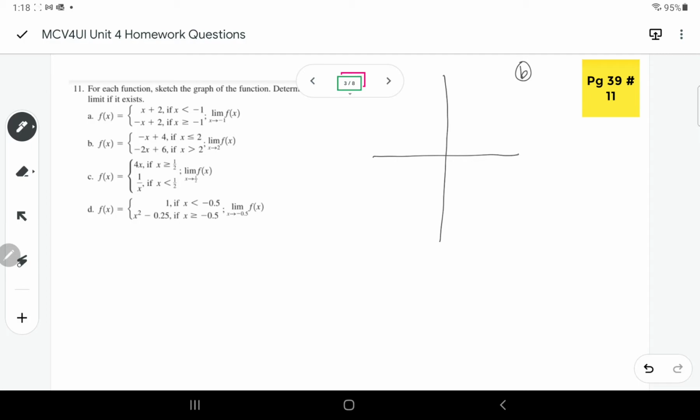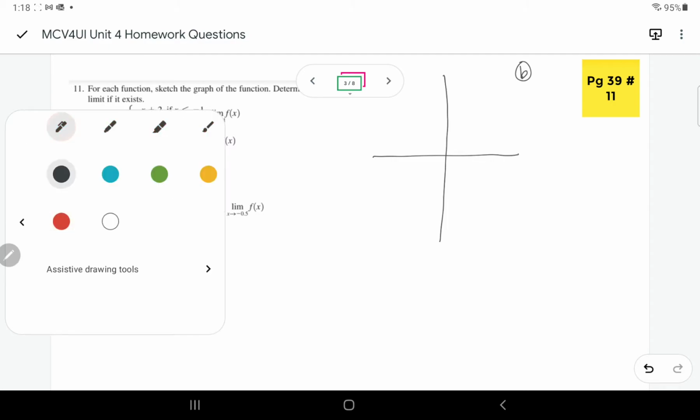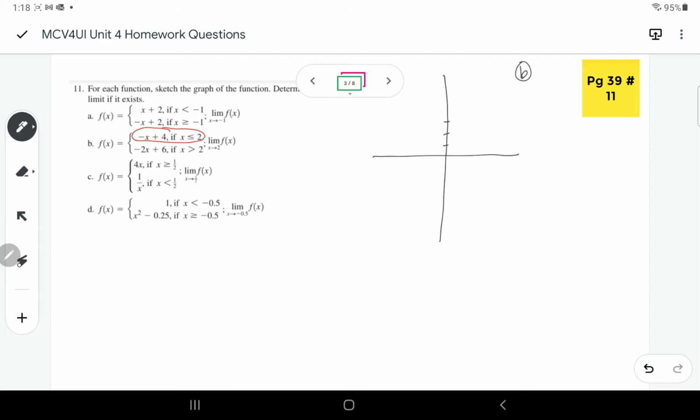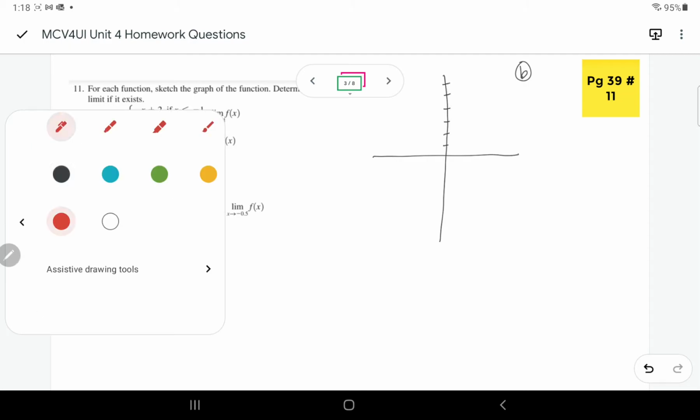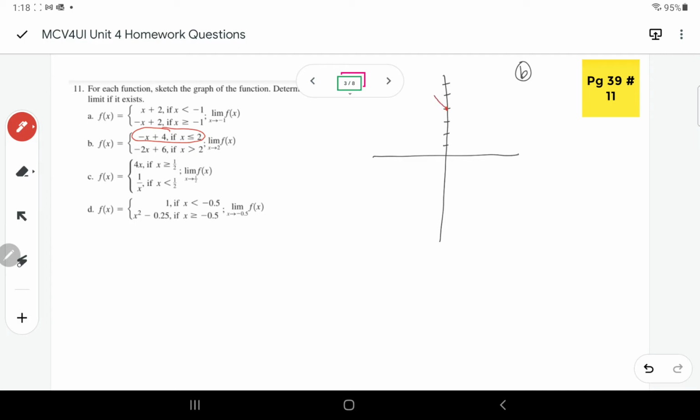Here we've got, if x is less than 2, that our function is y equals -x plus 4. So that's got a slope of -1, a y-intercept of 4, and that's true if it's up to 2, including 2. So I'm going to see there that f at 2 is equal to 2. So -2 plus 4. So that would be that point.